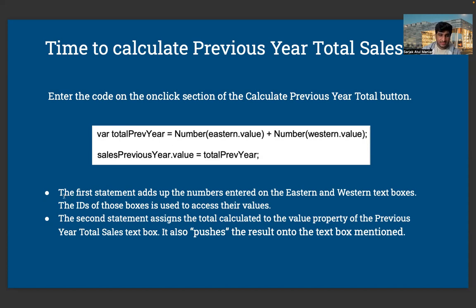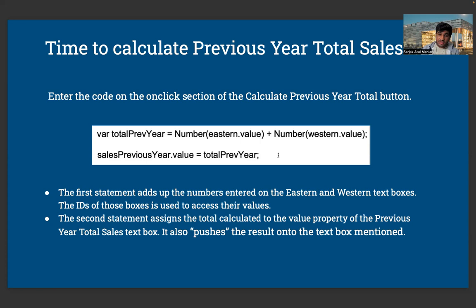Same things are mentioned over here. The first statement adds up the numbers entered in the Western and Eastern text boxes. The IDs of those boxes are used to access their values. So this is the significance of creating IDs for each and every element, and they should be unique, right? Secondly, the second statement assigns the total calculated to the value property of the previous year total sales text box. It also pushes the result onto the text box mentioned.